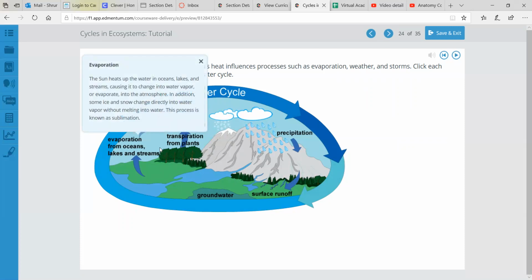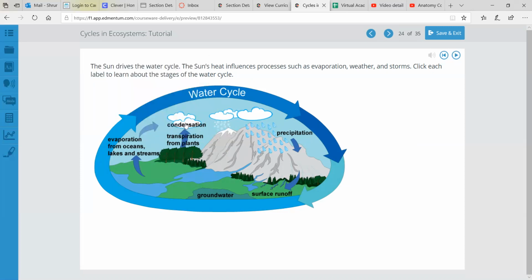Evaporation from oceans, lakes, and streams. So here we have the sun heating up the water. This causes it to change into water vapor and evaporate into the atmosphere. Also, some ice and snow change directly into water vapor, and this is known as sublimation. Or it changes without melting into water. So it's going from solid to gas immediately, and that's sublimation.